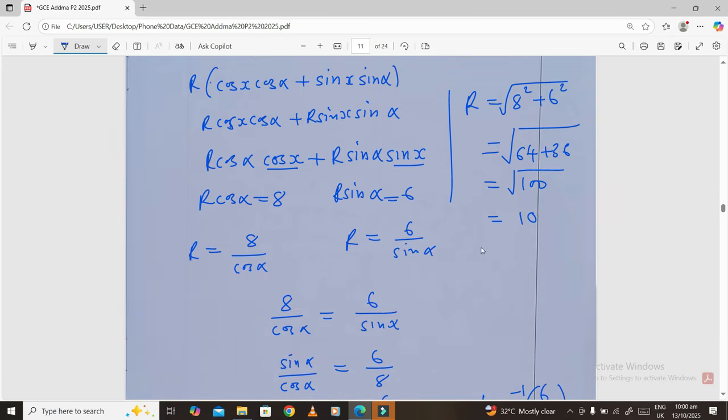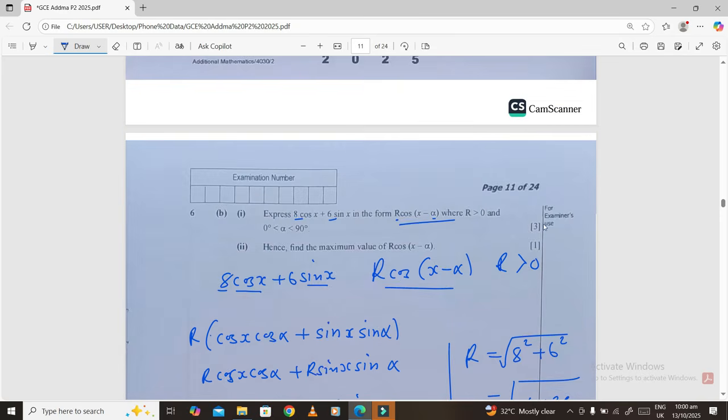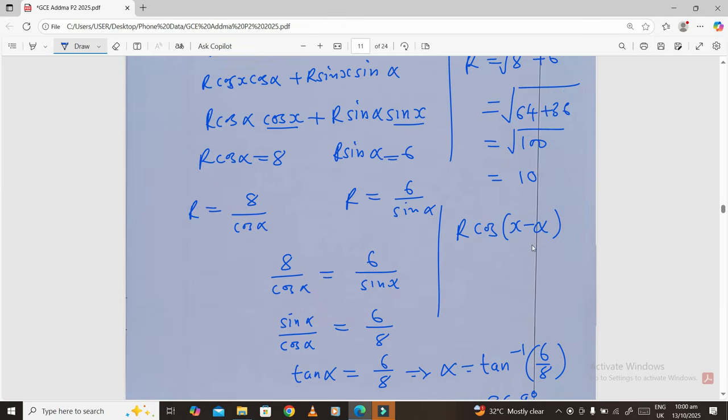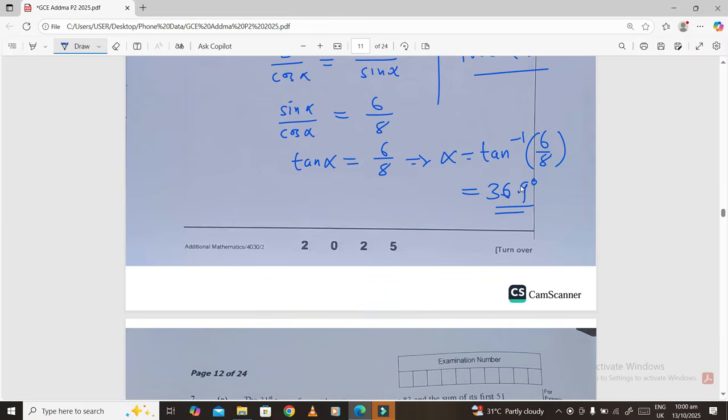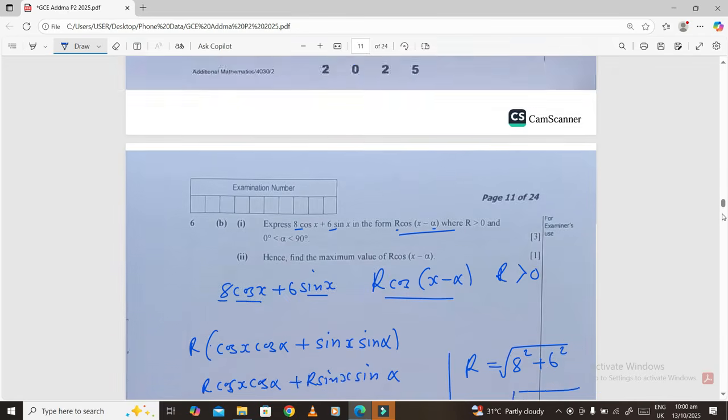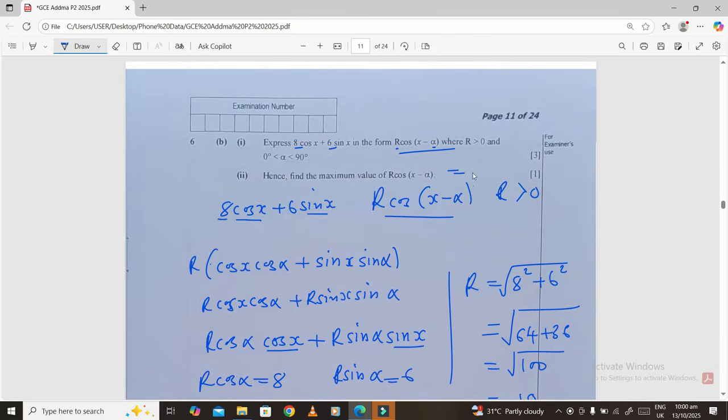And this is the value of r. So now we can say, since r cos x minus alpha is what we want to write it in, which is this one, we can say r is 10, cos x minus alpha is 36.9 degrees, and this is what we've written. Remember, the alpha is what we found right here. For this question, the minimum value, just say it's 10, the value of r.